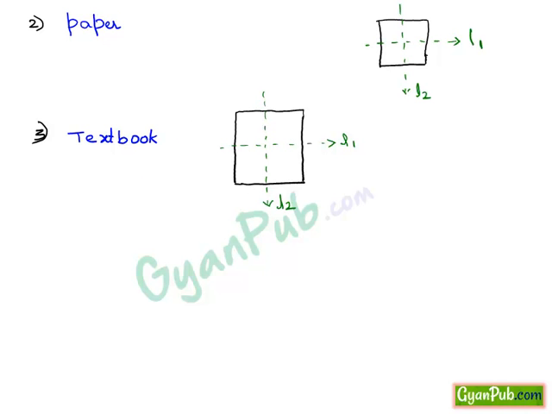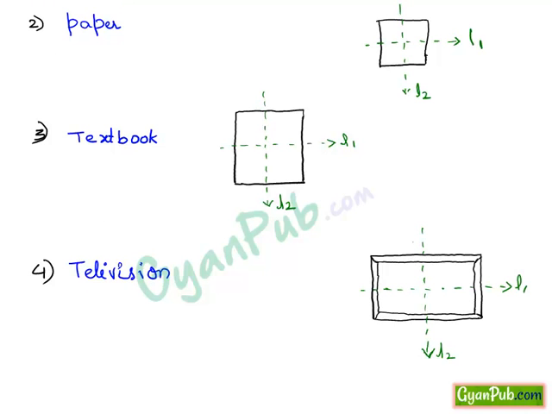And the fourth one, if we see in our home, the best example is the television. If we see the screen of the television, assuming folding through the L1 section, the upper face will be the same as the lower face, and through the L2 section, the left half will be the same as the right half. Hence, the television also has 2 lines of symmetry.